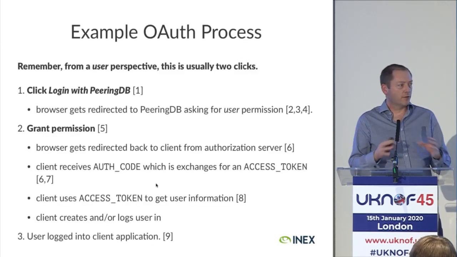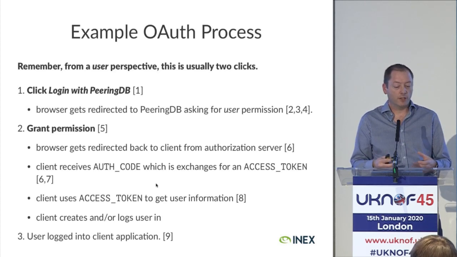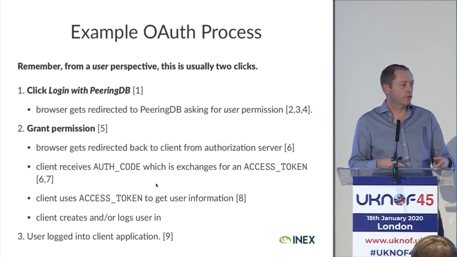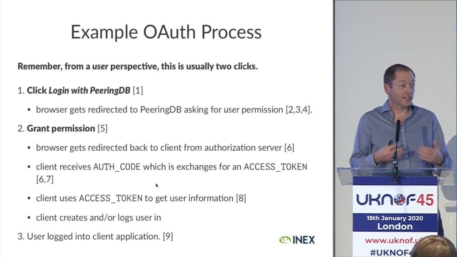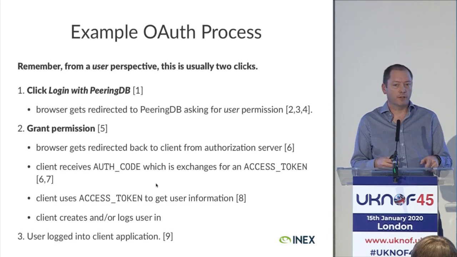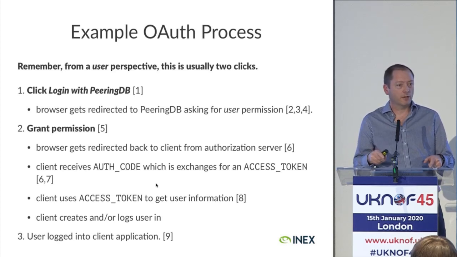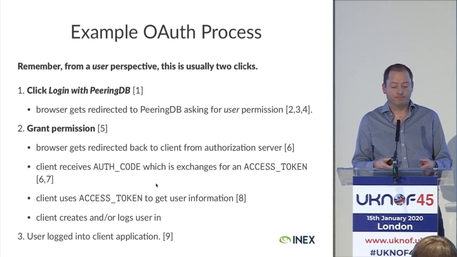So just to reemphasize from the user's perspective on this, all they've really done is they've clicked login with PeeringDB. They've clicked authorize on PeeringDB, which they only have to do once. Once you authorize PeeringDB once, you won't have to do it again. So the second time the user does this, they'll click login with PeeringDB, there'll be 2 redirects in the background, and they'll just be logged into IXP Manager.